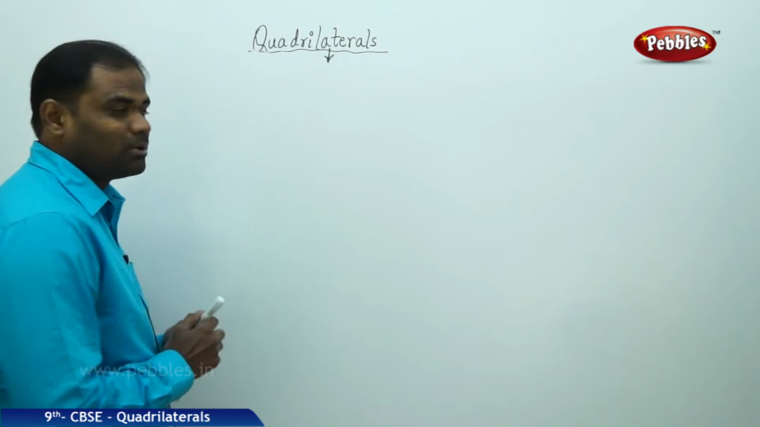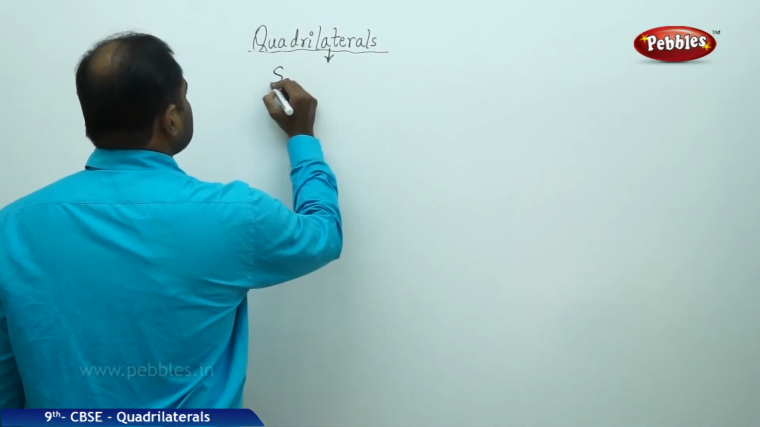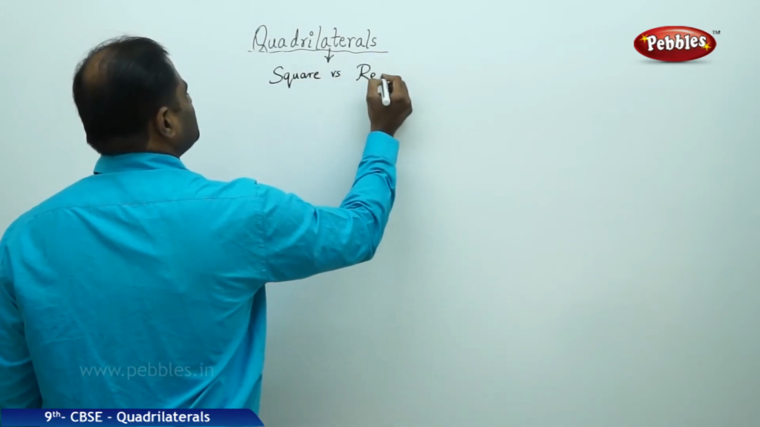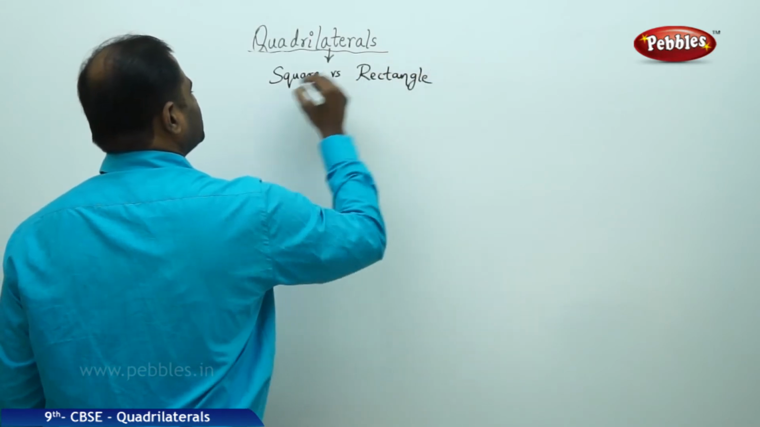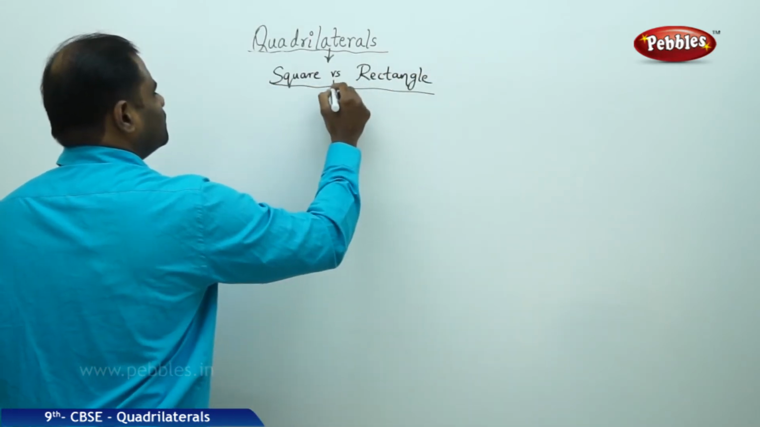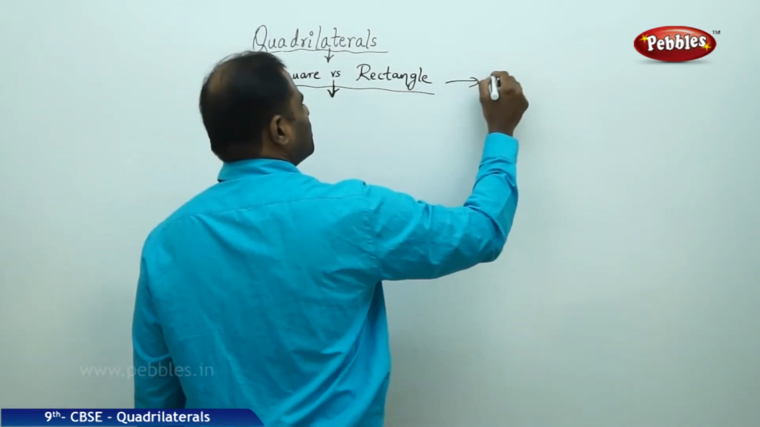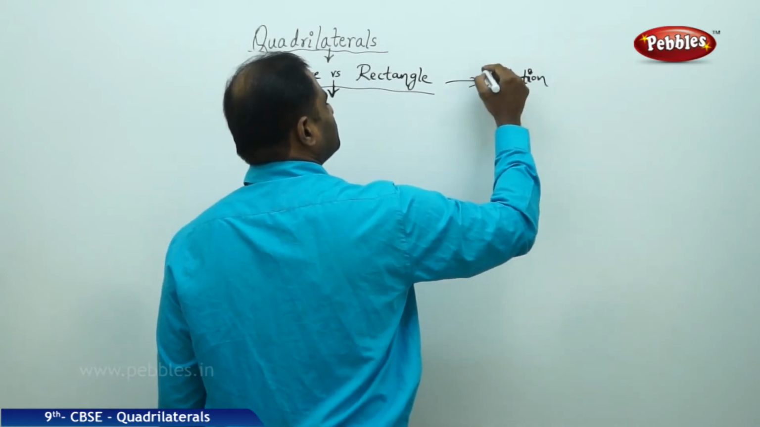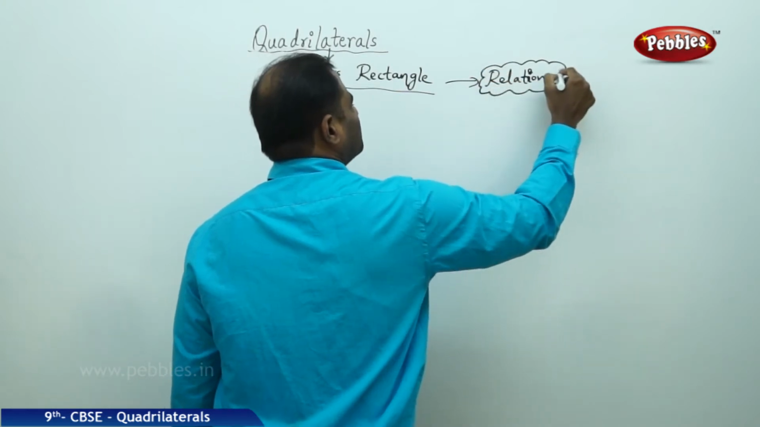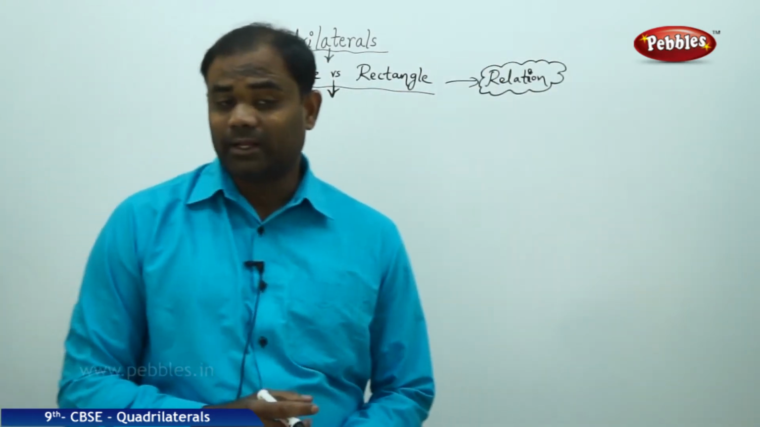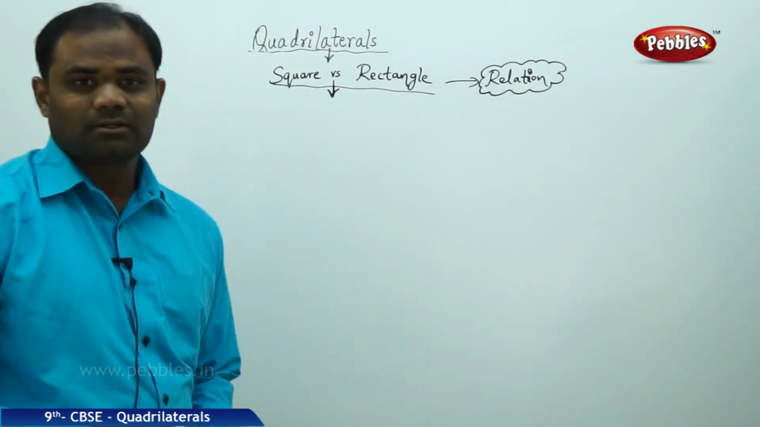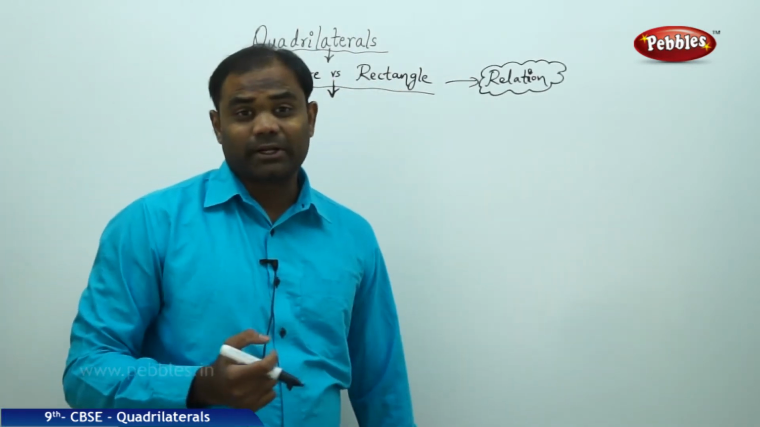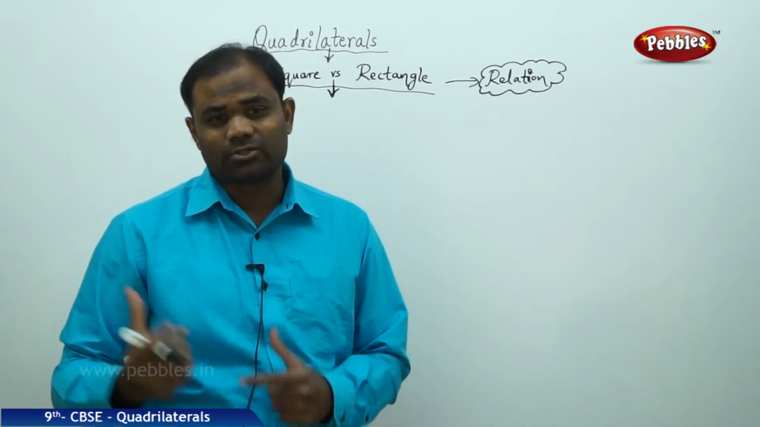So today's session is about square versus rectangle. This is about finding the possible relation between a square and a rectangle. Let's see the discussion in brief. In order to find the relation between a square and a rectangle, let me take a rectangle and a square separately.